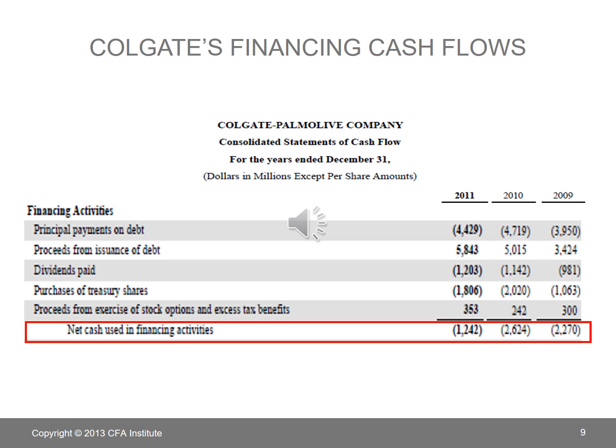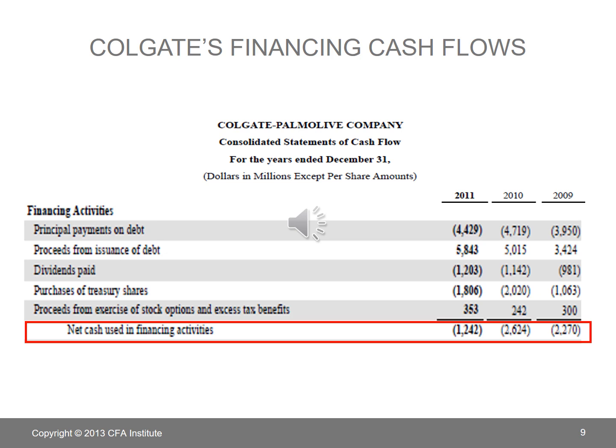Lastly, in this slide we take a closer look at the financing activities section of Colgate's statement of cash flows. The financing activities used 1,242 million of cash during 2011, much less than the 2,624 million and 2,270 million during 2010 and 2009 respectively. There are two reasons behind the big difference.